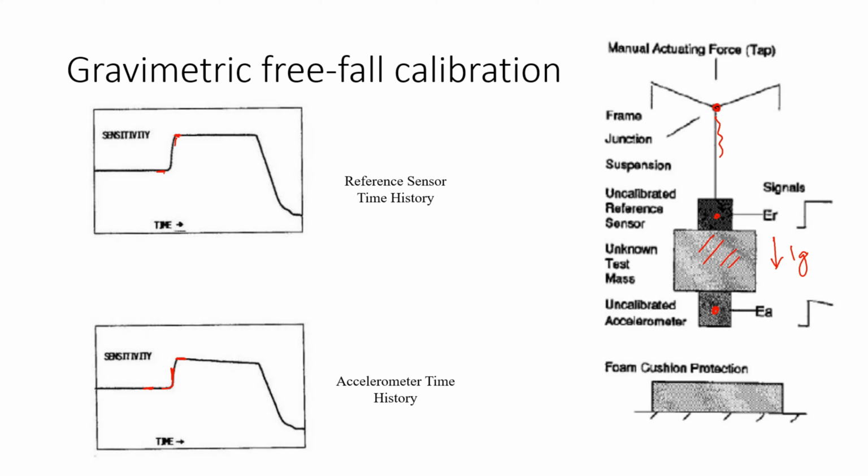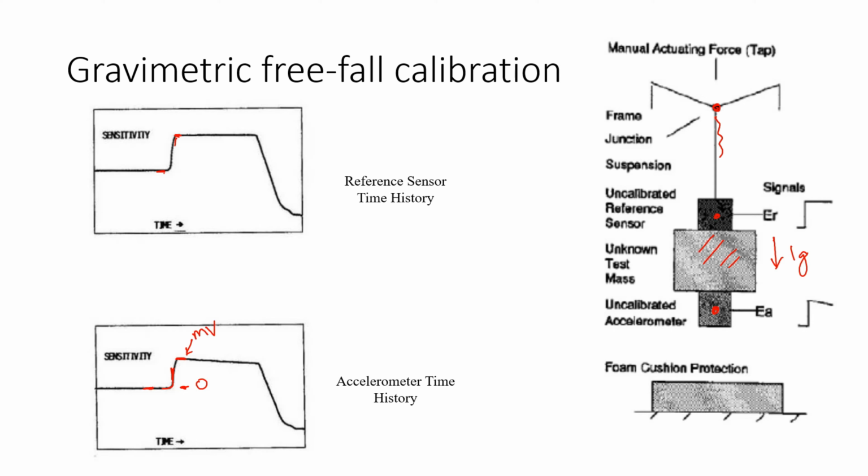And so for a response that looks like this, what we can do is we know that this position is 0. This is the equilibrium position. We know that we have some sort of voltage that we're reading. Let's say this is read in millivolts.